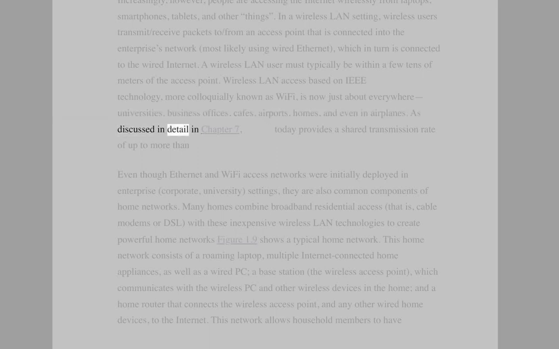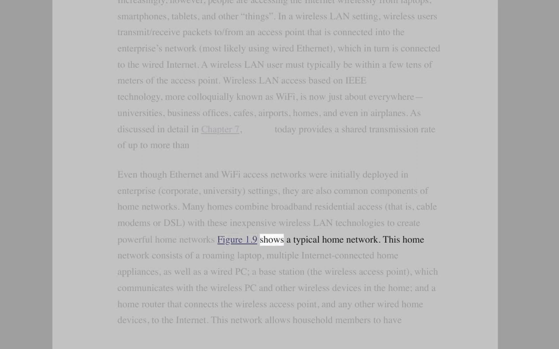As discussed in detail in Chapter 7, 802.11 provides a shared transmission rate of up to more than 100 Mbps today. Even though Ethernet and Wi-Fi access networks were initially deployed in enterprise, corporate, university settings, they are also common components of home networks. Many homes combine broadband residential access, that is, cable modems or DSL, with these inexpensive wireless LAN technologies to create powerful home networks.